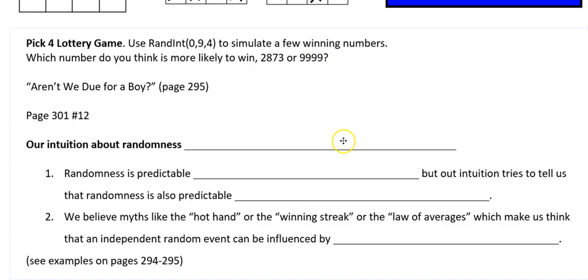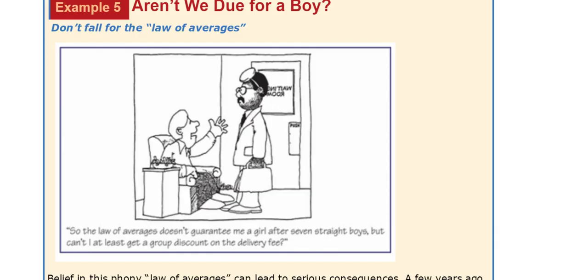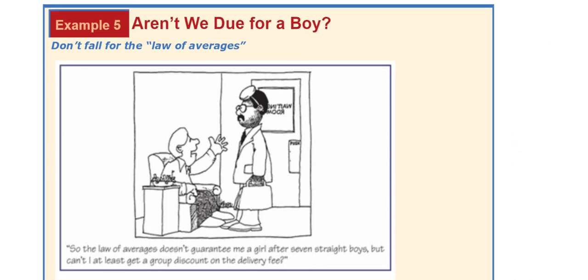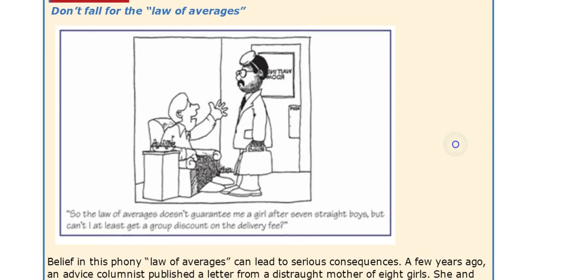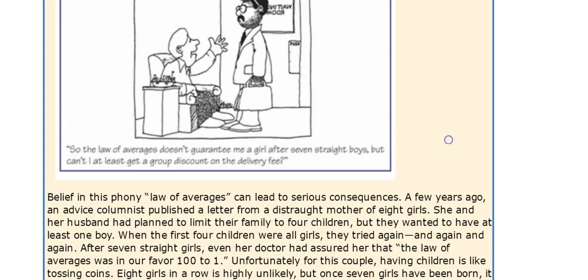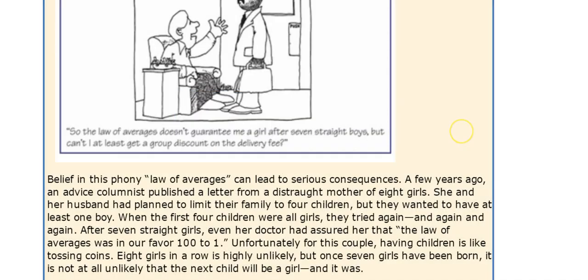Now let's look at another situation where people maybe don't have the best intuition about randomness. This is in your book on page 295. Aren't we due for a boy? It says, don't fall for the law of averages. So the law of averages doesn't guarantee me a girl after 7 straight boys, but can't I at least get a group discount on the delivery fee? Belief in this phony law of averages can lead to serious consequences.